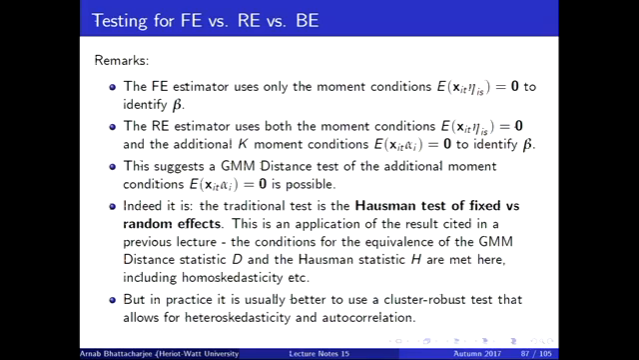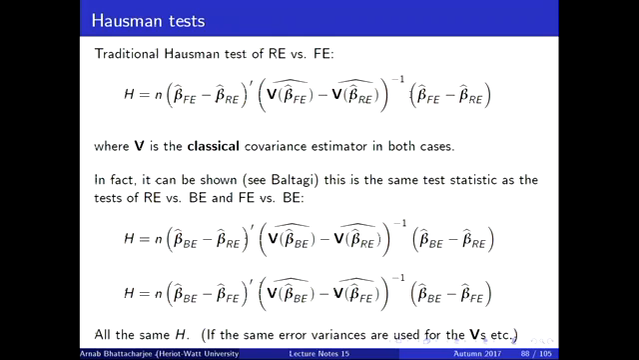But these problems arise. So I said that in practice it is usually better to use a cluster robust test that allows for heteroscedasticity and autocorrelation. This typically happens because of heteroscedasticity or autocorrelation. Right. So you see the prime is the other way around. Okay, that's all right. That is the way you have written it. Okay.